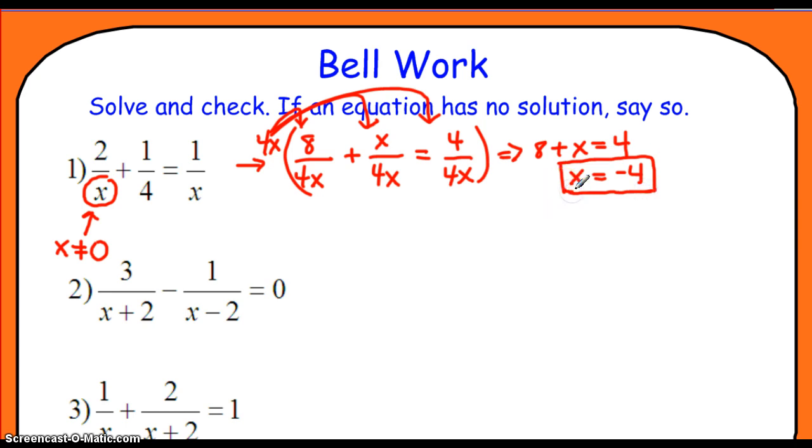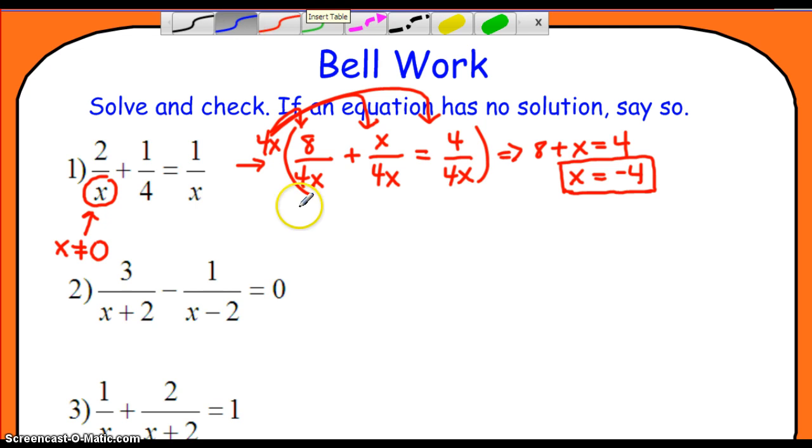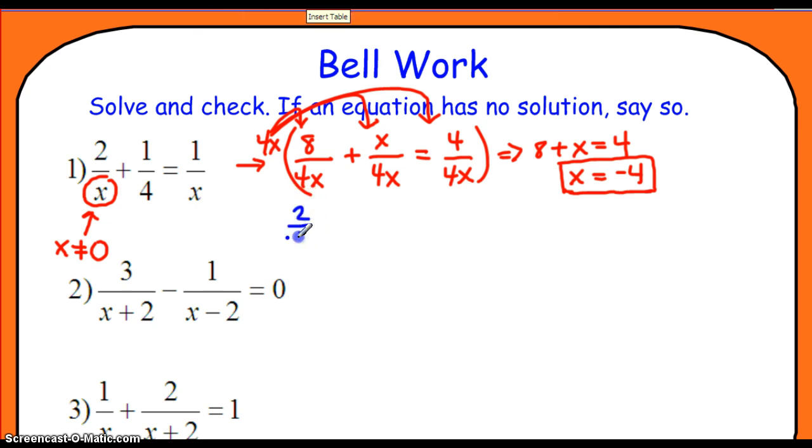Now you should check your work every time you do this. So if I plug that back in and check, I use a different color, this would be 2 over negative 4 plus 1/4. And it's supposed to equal positive 1 over negative 4. And if you add this together, those two things would equal, and check, this is your solution. So in every problem, if you get a common denominator, you are able to solve.